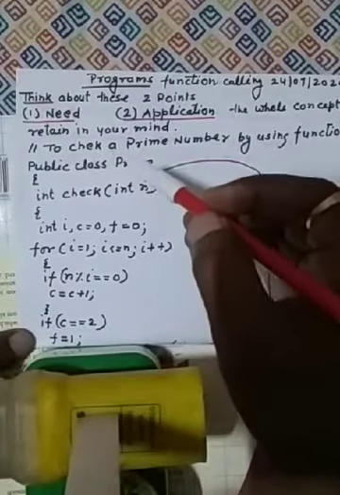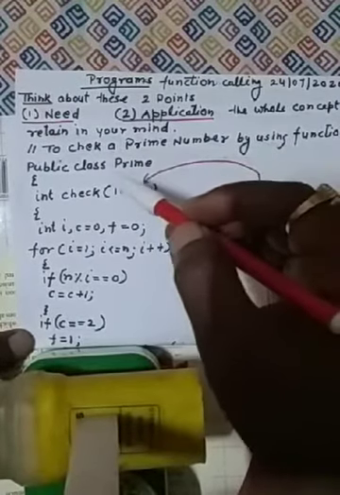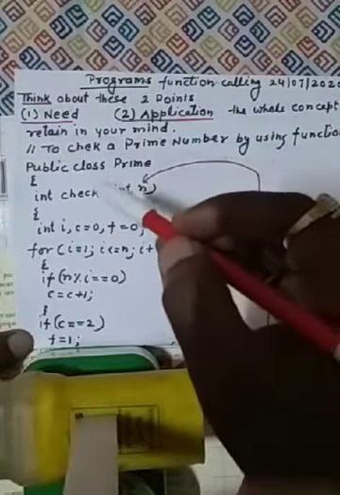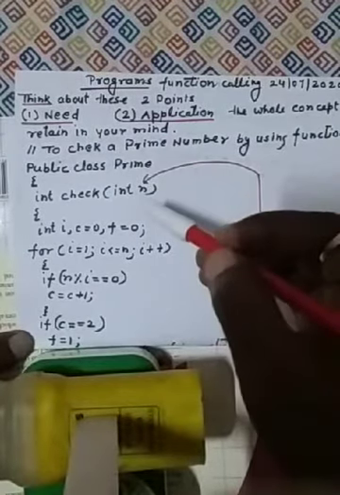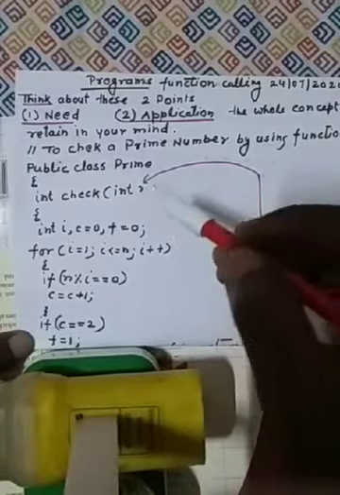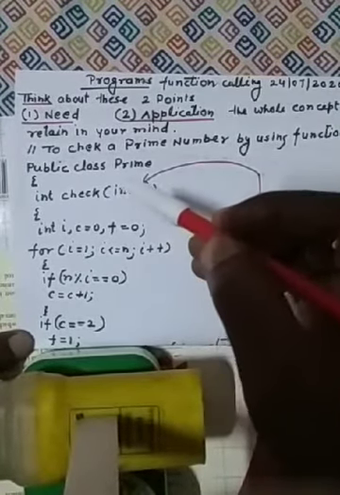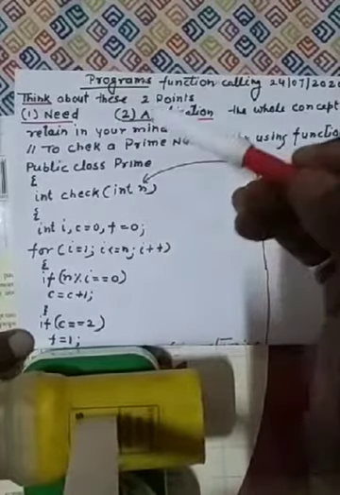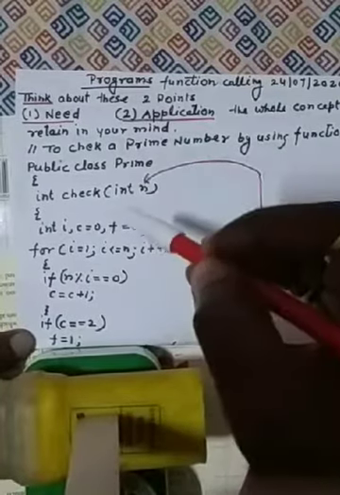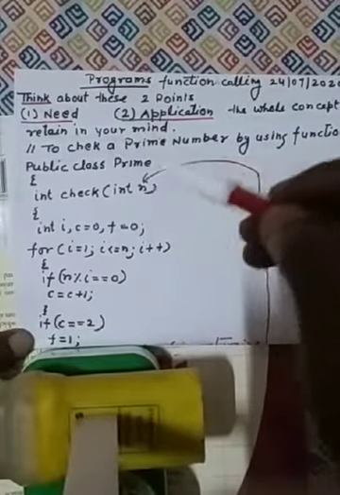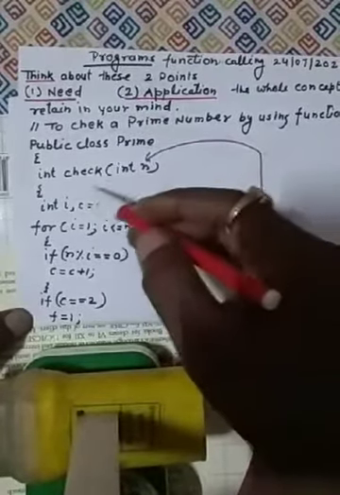Because when we divide 5 from 1 to 5: 5 divided by 1, yes, it is divisible. 5 divided by 2, no. 5 divided by 3, no. 5 divided by 4, no. 5 divided by 5, yes. If any number is divisible by only two numbers, as in the example 5 from 1 to 5, then that is called a prime number. For the same I have written the program over here.